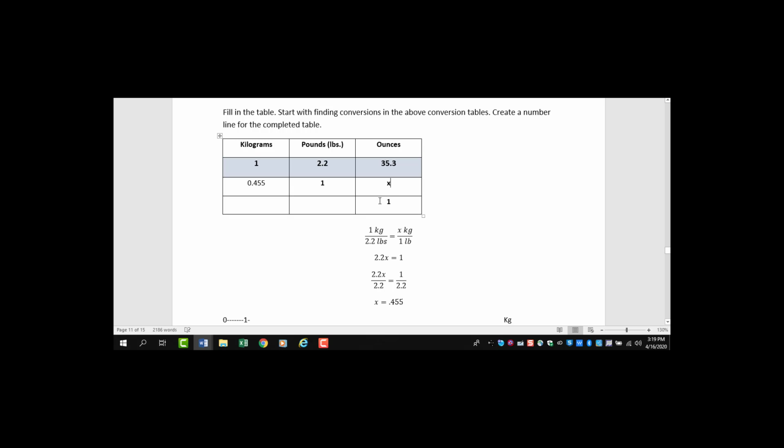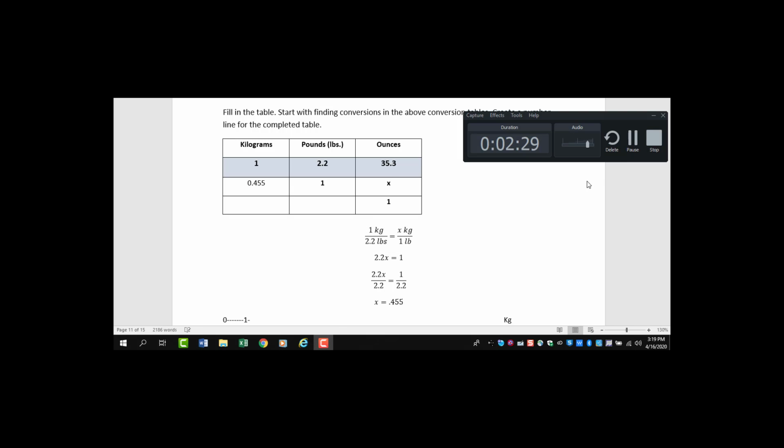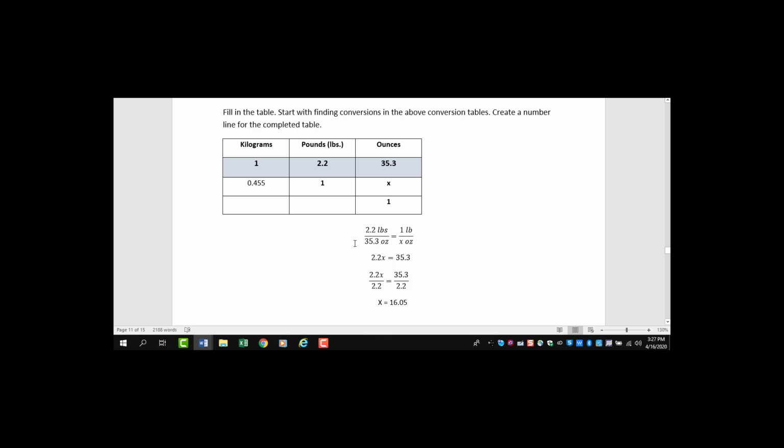Now I'm going to do this one. You can pause and write that down, but I'm going to do this one now. My relationship is 2.2 pounds is 35.3 ounces. You could pause this and write it down, but essentially cross multiply and divide, and we got that. Next, let's get this one here. And we shall see. I'm going to use, again, 2.2 pounds is the same as 35.3 ounces.